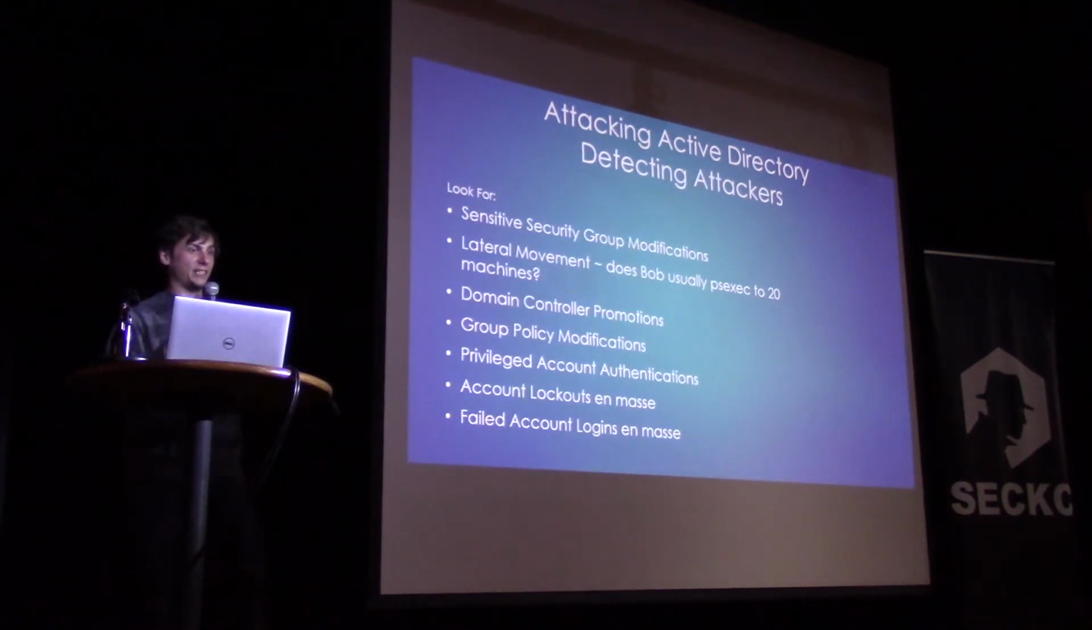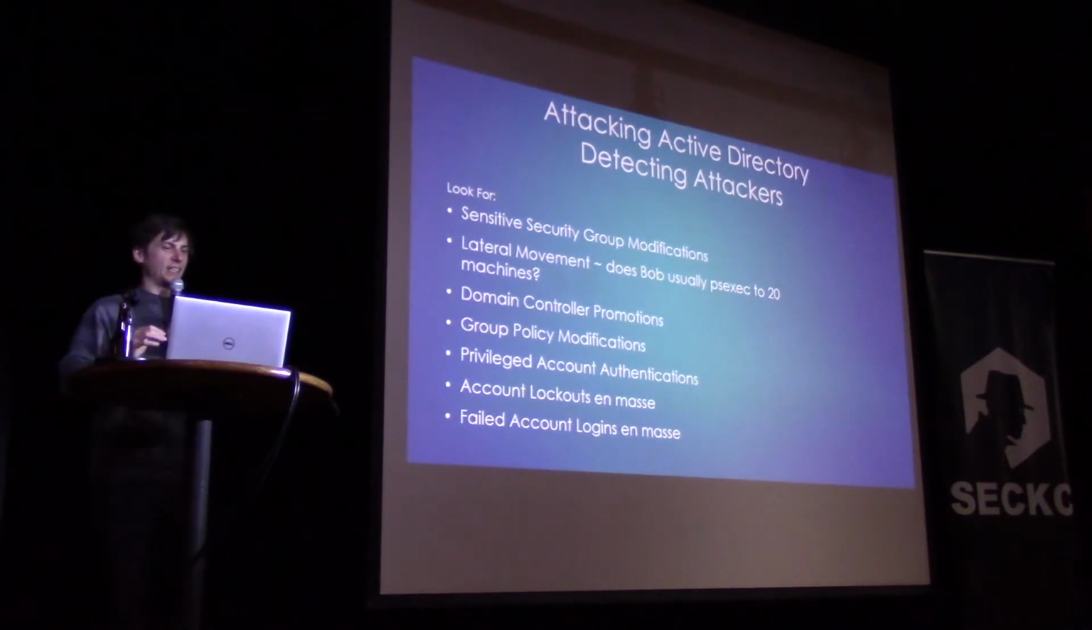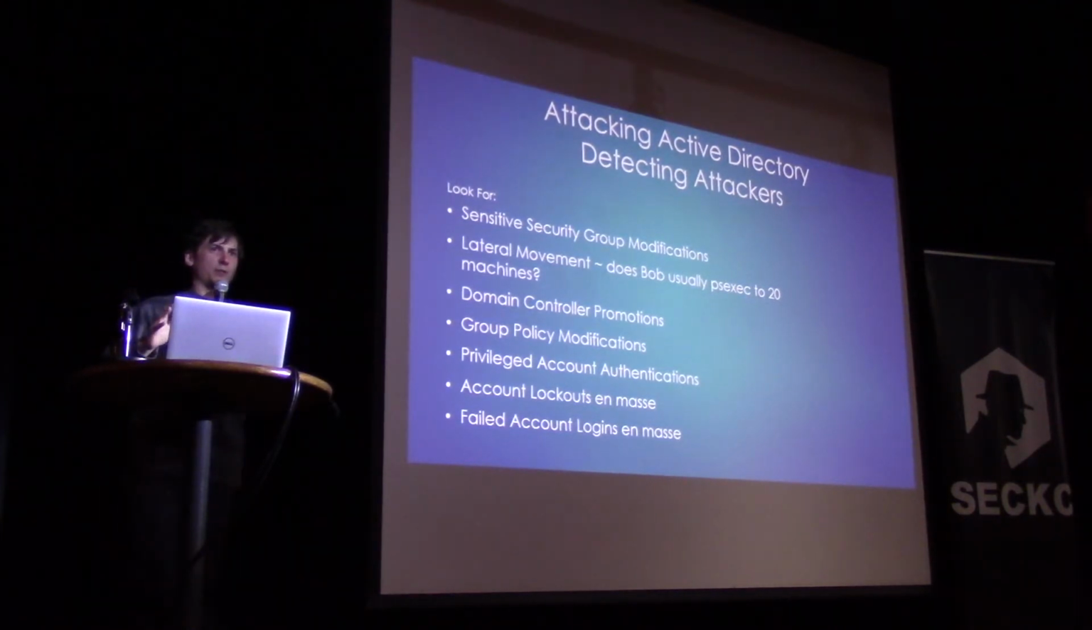So for detection of attackers, there's some stuff you can set up alerting on. It's not too difficult. That shouldn't be happening a lot. I'm trying not to make you have tons of events coming in, but you can look at sensitive security group modifications. For lateral movement, ATA is detecting that really well now, after it's been running for 3 or 4 weeks. If Bob's PsExec-ing all over the place, why is that happening? Something's suspicious here.